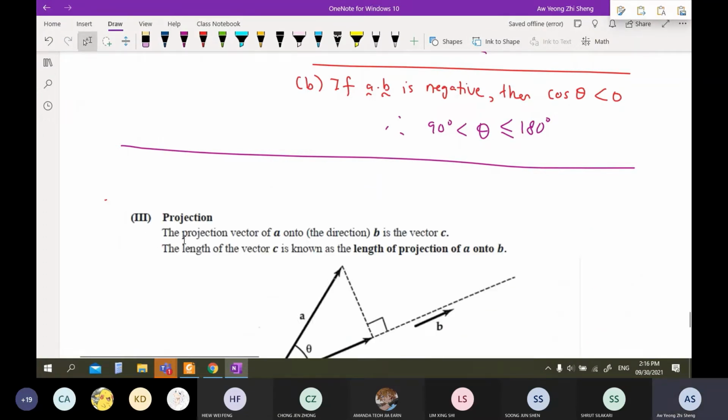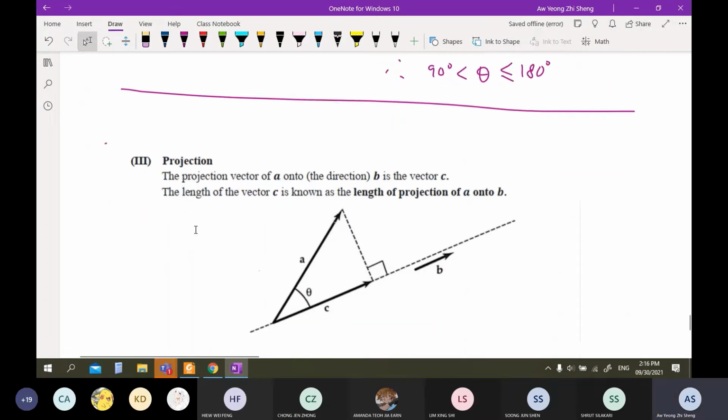So let's read through the sentence first. The projection vector of A onto the direction B. Usually, when the question mentions a phrase like this, they might omit the words the direction. And so even if they say the projection of vector A onto vector B, it means project A onto the direction of B. And so this phrase in green, even if they omit it, you can insert this phrase on your own.